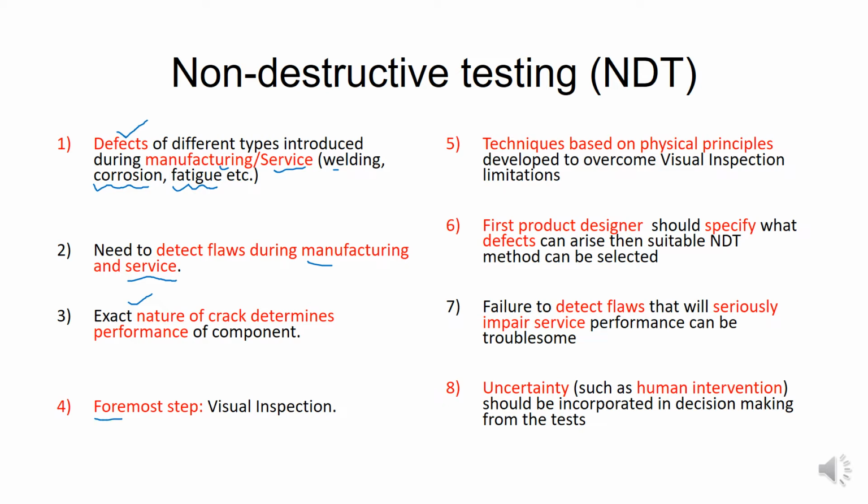The foremost step which is generally used in non-destructive testing is visual inspection. It means we have to see with our naked eyes whether there is any visible discontinuity on the surface of the part or not. And in order to enhance the workability of visual inspection, some techniques have been developed on very basic physical principles like electromagnetism. These techniques, developed on the basis of such simple principles, are known as non-destructive testing techniques, which will be discussed in detail.